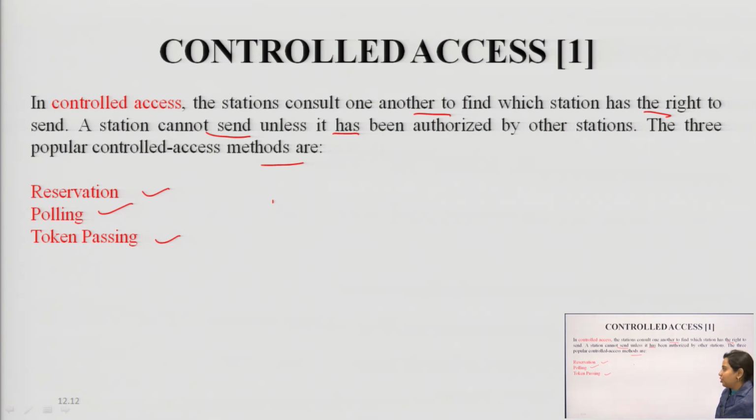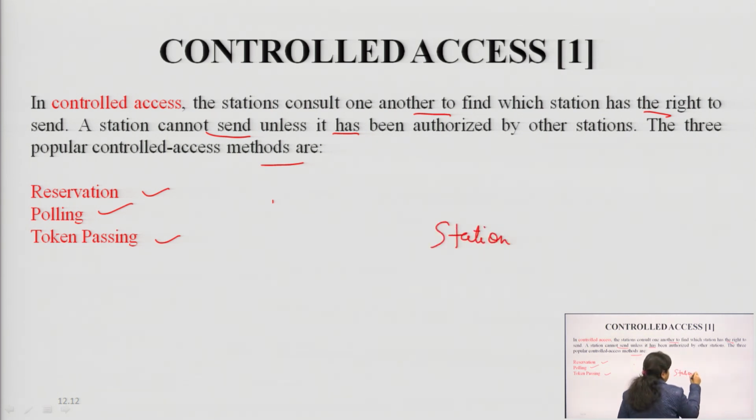Every station connected in this controlled access protocol, whether it is following the reservation method, polling, or token passing, can ask the other stations. Like station A wants to transmit the data; this is station A, this is station B, and this is station C.